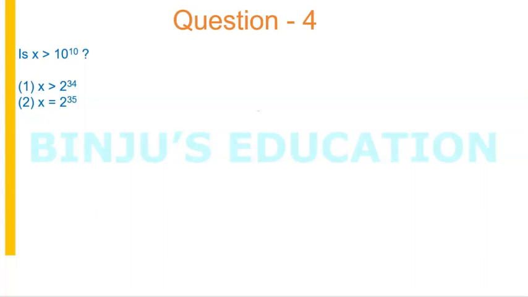Okay, so is x greater than 10 to the power 10? First statement: x is greater than 2 to the power 34. Second: x is equal to 2 to the power 35. All right. Now, if I have this question in my exam, I would realize one thing for sure, that my answer cannot be C.